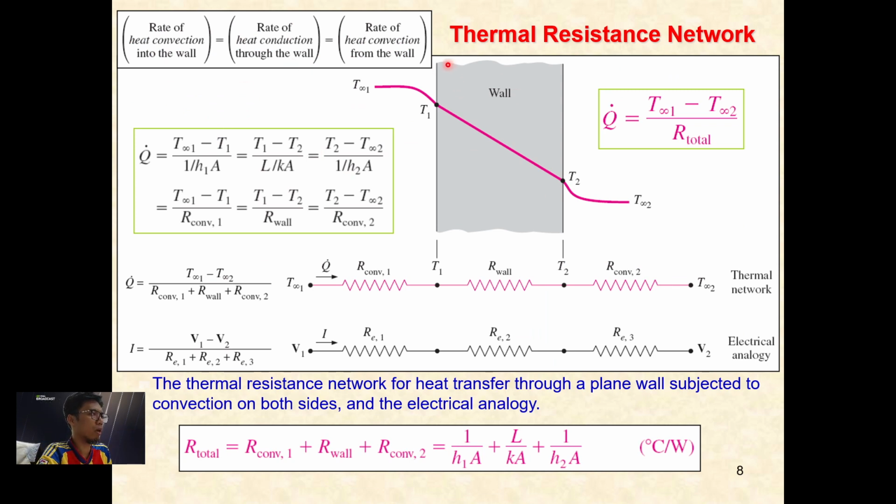For example, here we have a wall. This is your wall, the wall at your house.